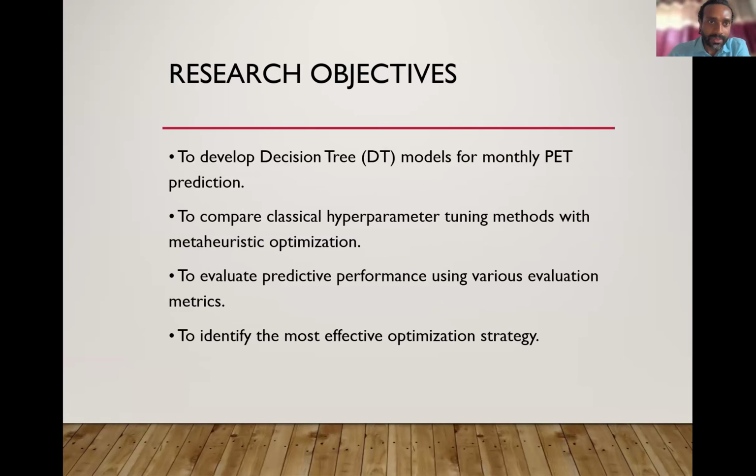Our objective is to develop decision tree models for monthly potential evapotranspiration prediction. Next, to compare classical hyperparameter tuning methods with meta-heuristic optimization methods, to evaluate predictive performance using various evaluation metrics, and to identify the most effective optimization strategy.